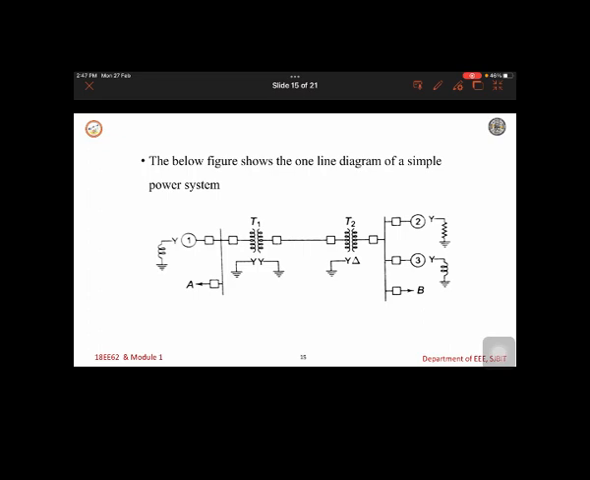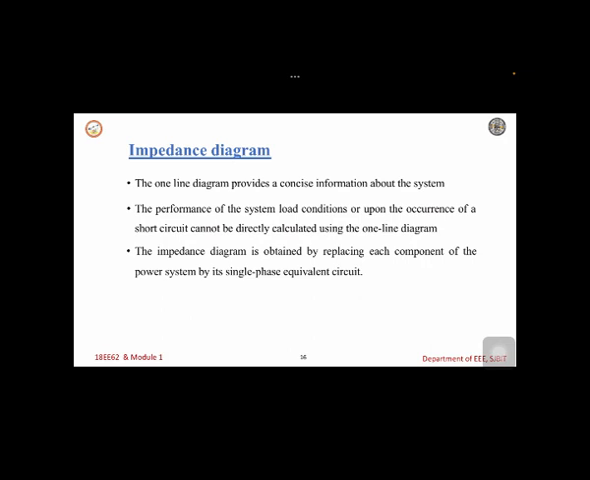Next we will see how to write the impedance diagram and reactance diagram of the individual one line diagrams. What is an impedance diagram? Here we are replacing the different power system components by their equivalent circuits, for example generator, transformer, transmission line, load. All these components are replaced with their equivalent circuits. If we consider the one line diagram, it provides concise information about the system. The performance of the system under load conditions, or upon the occurrence of a short circuit, cannot be directly calculated using a one line diagram. So the impedance diagram is obtained by replacing the individual components of the power system by their equivalent circuits.